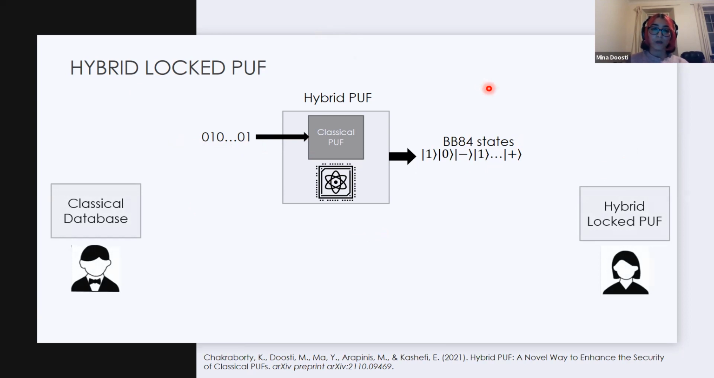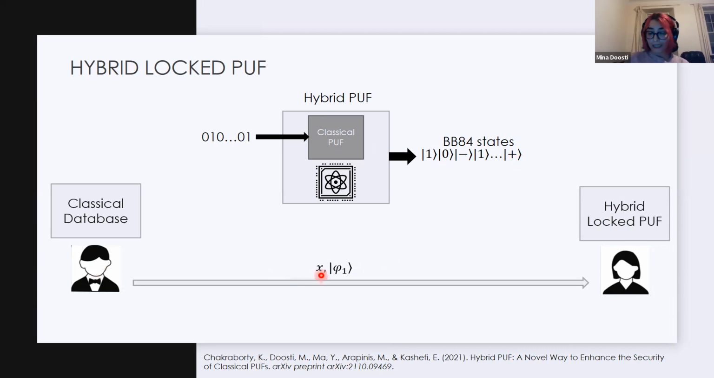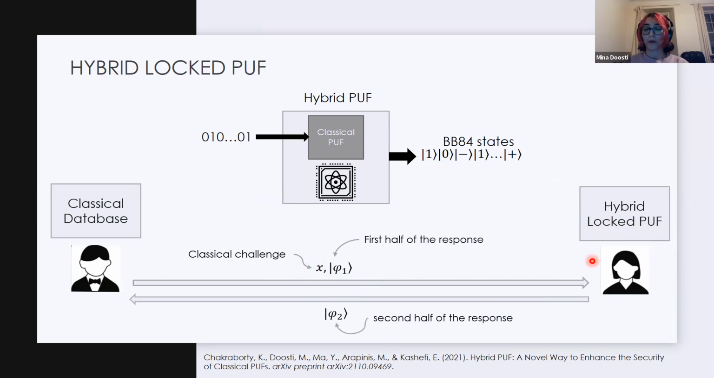The idea is that we use them inside a construction called hybrid locked PUF. You have two parties, and each time for identification, one party sends a classical challenge, but also a part of a quantum response. So let's say half of the response, for instance, which is encoded in this BB84 state. Then the locking mechanism can check this first half, and based on the output produced from the classical challenge, it can produce a second half of the response. And the second half of the response enables the other party to check the identity of the first party.